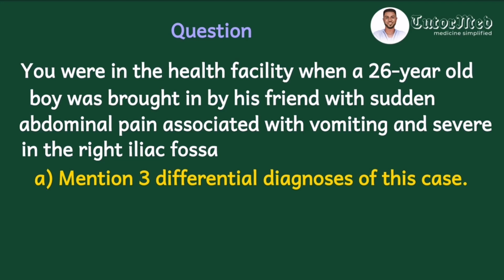And so for this clinical question, the relevant information here are the fact that we are dealing with a 26-year-old male who came with sudden abdominal pain, and this abdominal pain was associated with vomiting, and the pain was particularly severe in the right iliac fossa. There are a lot of differential diagnoses here. In fact, all causes of acute abdomen are potential differentials because this is a typical case of an acute abdomen. And so here, the differentials are 1.